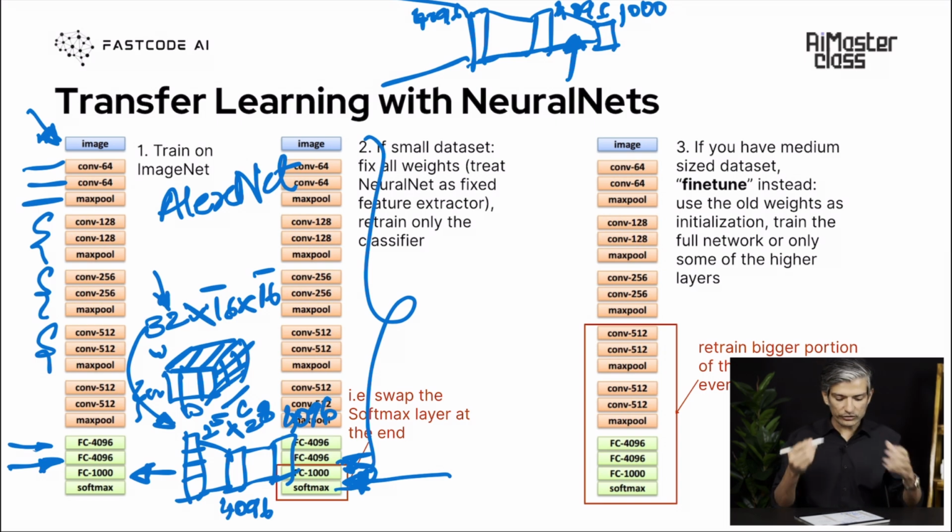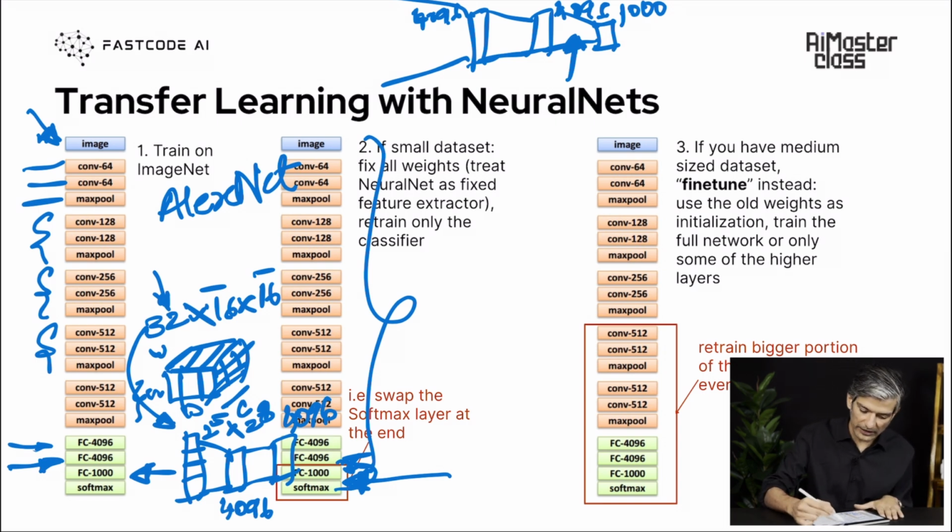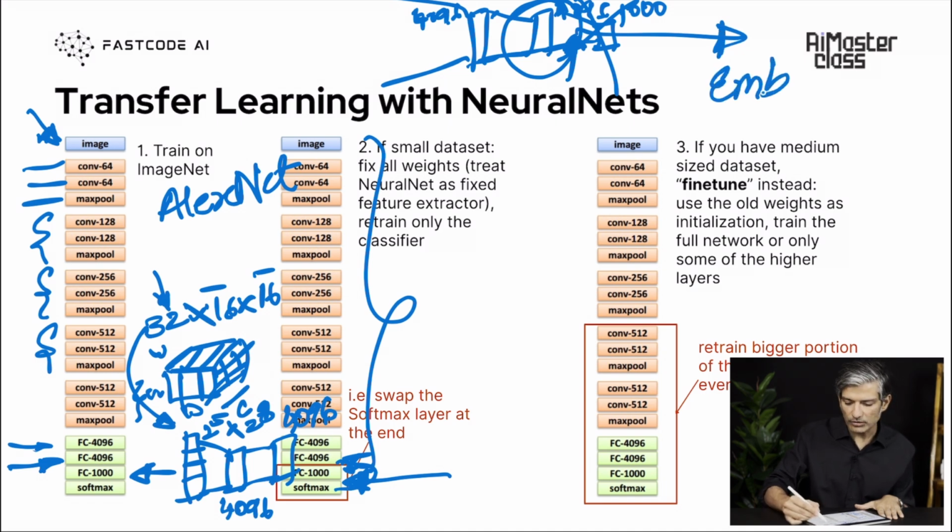What I'm saying is, on top you remove this bit, so you have your 4096 vector, the last one. This is the so-called embedding. So remember this word, embedding. It is also sometimes called a latent vector.